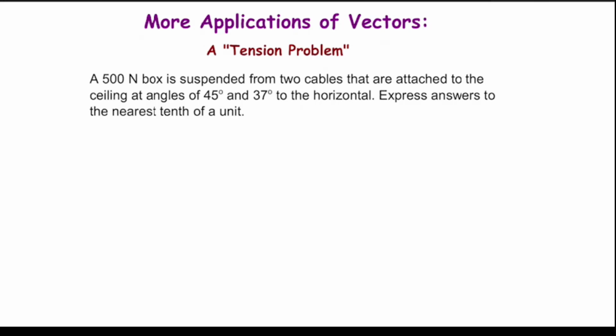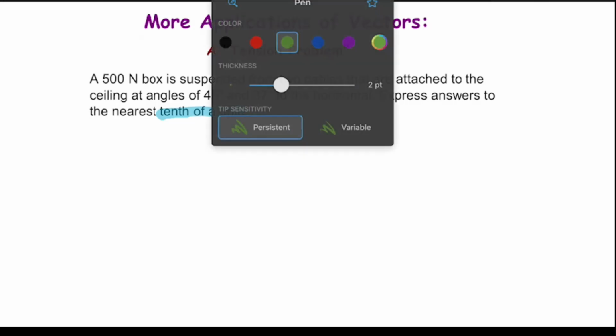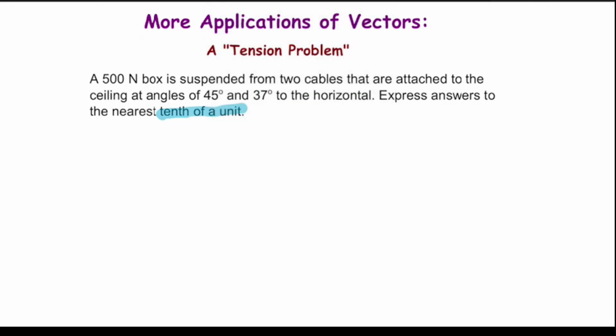So a 500 Newton box is suspended from two cables that are attached to the ceiling at 45 degrees and 37 degrees to the horizontal. Express answers to the nearest tenth of a unit. Let's make sure we remember to do that. So, tenth of a unit. So watch your rounding at the end. We are assuming that these cables have an equal tension to them.